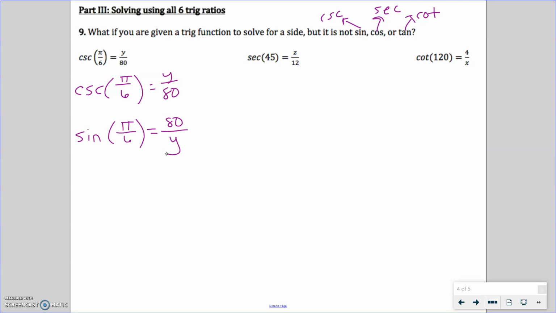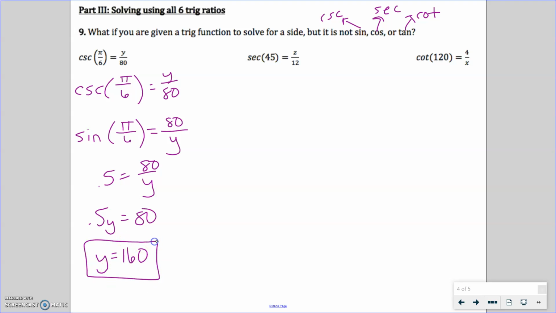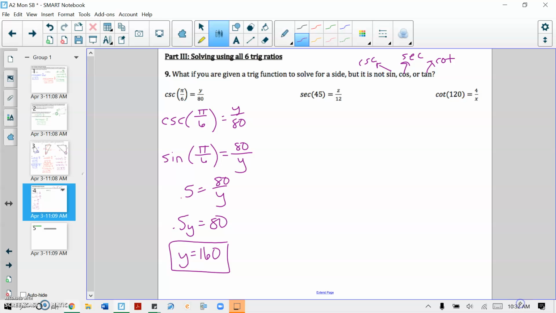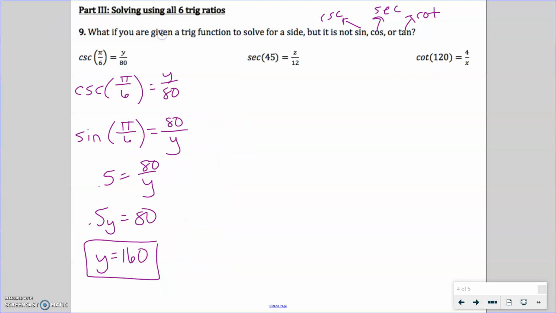Then everything else is exactly the same like the page we did before. I do need to make sure I'm in radian mode though now because we're looking at pi over 6. So sine of pi divided by 6, I get 0.5. Multiply both sides by y. So 80 divided by 0.5, I get that y is equal to 160. Okay, try these next two and pause the video real quick, and then we'll go over the answers when you're ready. You can just unpause.